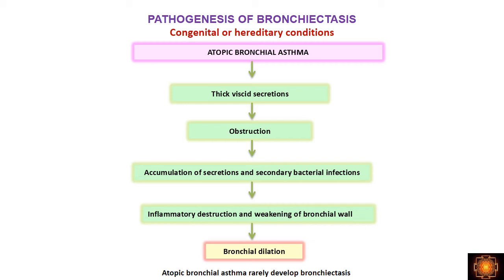Another cause is atopic bronchial asthma. This is a very rare cause for bronchiectasis. In some conditions in bronchial asthma, there will be thick viscid mucus secretions, and these secretions cannot be expelled out. So they stay there, they accumulate, they cause obstruction, and there will be accumulation distal to these obstructions.